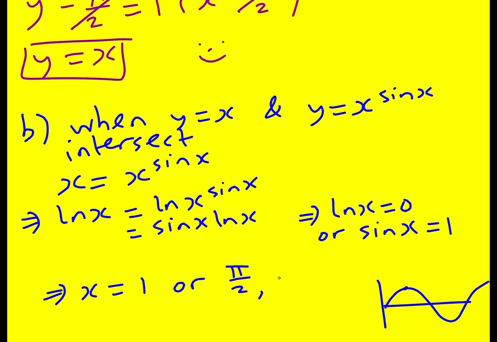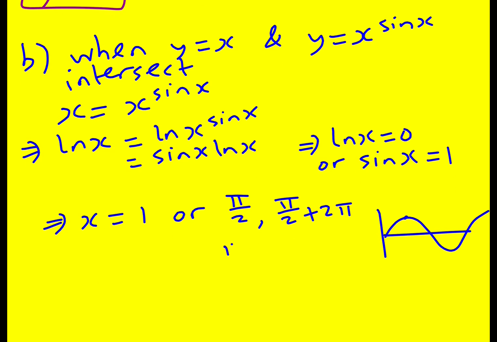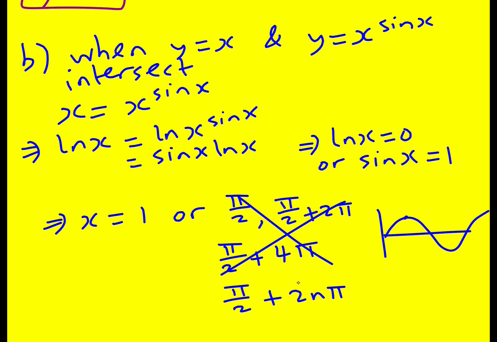or if we add on 2 pi, pi over 2 plus 2 pi, or we can add on 2 pi again, pi over 2 plus 4 pi, and actually the proper way of writing it is to say it's pi over 2 plus 2n pi. It's always a multiple of 2, where n is going to be, well, actually, we're just looking at positive x. I've forgotten.